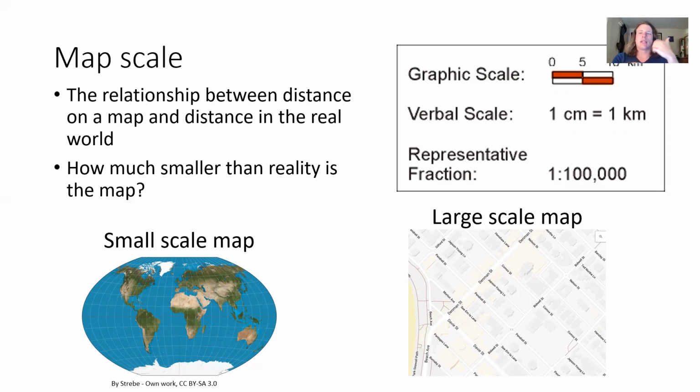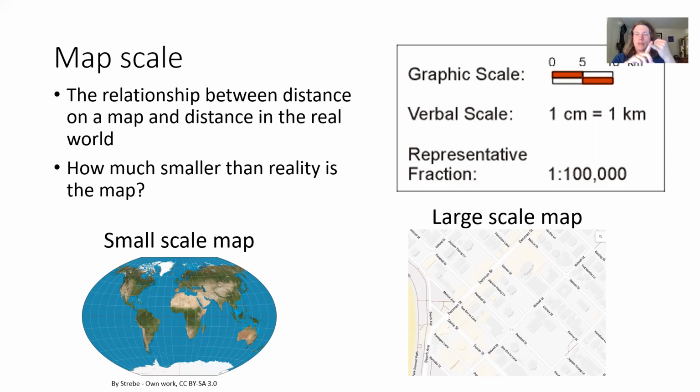And then there's a related concept called resolution, which is actually an attribute of the data, and I'll talk about that in just a minute. So the map scale is essentially how much smaller than reality is the map. So we can represent that in a couple different ways.